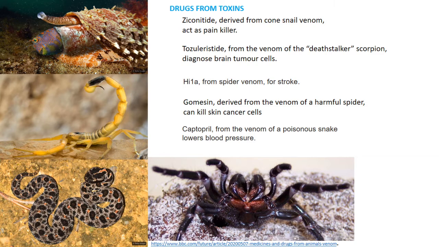It's a peptide and helps to control stroke by protecting our brain cells. And the next one is glumacin, that is derived from spider venom, and it helps to kill skin cancer cells. And the last one, captopril, that is obtained from snake venom, helps to control blood pressure. So these are some of the drugs that have been explored from animals.